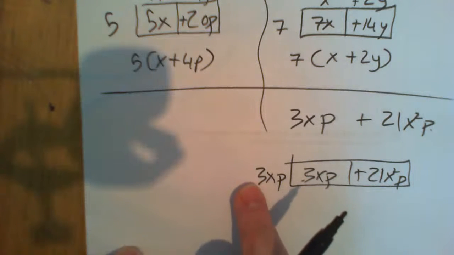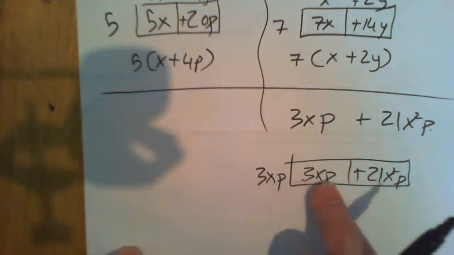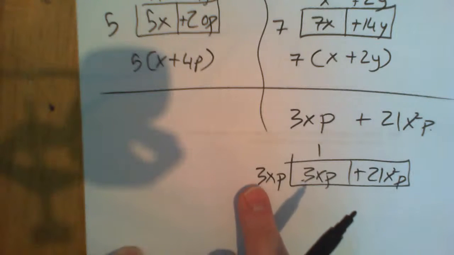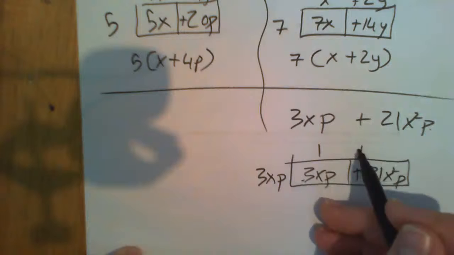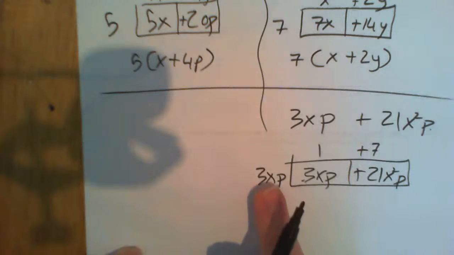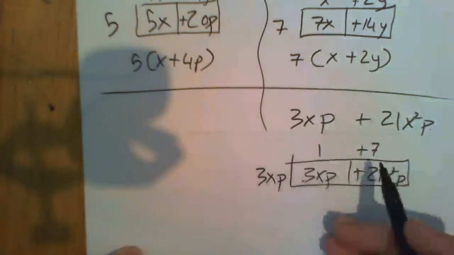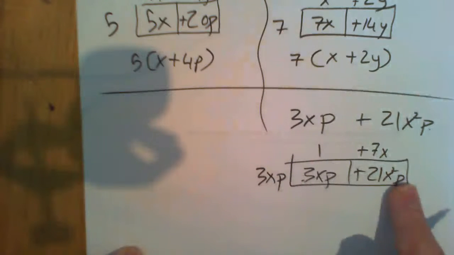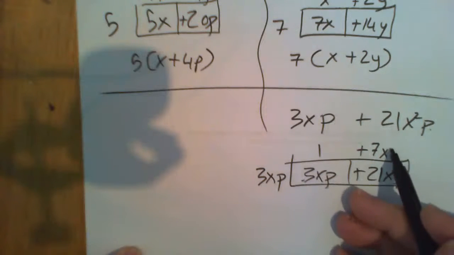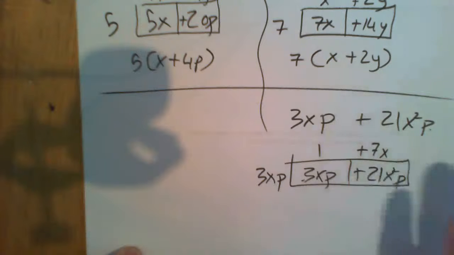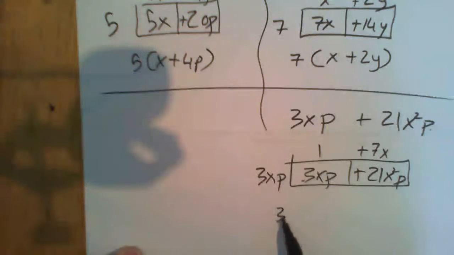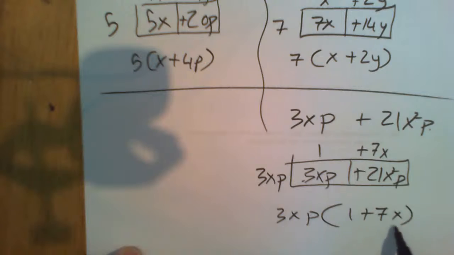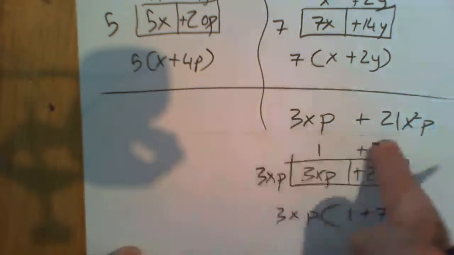So what do I need to multiply 3xp by to get 3xp? 1. What do I need to multiply 3 by to get 21? 7. What do I need to multiply x by to get x squared? A single x. And what do I need to multiply p by to get another p? It's 1. So you don't have to write the 1 down because it's already there. So this multiplied by this will give me that.